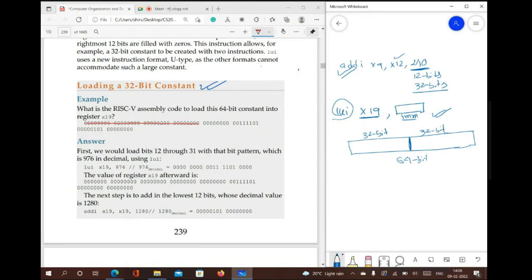Now concentrate on this line, it is loading a 32-bit constant. So using this instruction, lui, we are loading a 32-bit constant. What we will do is load the constant in the right half of this register.